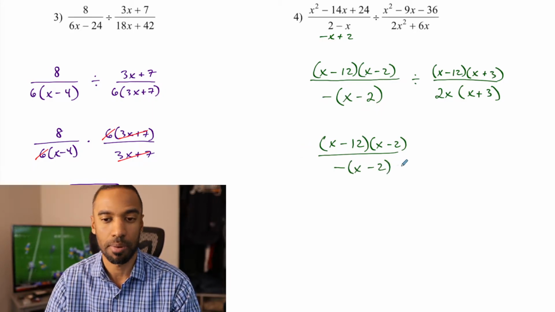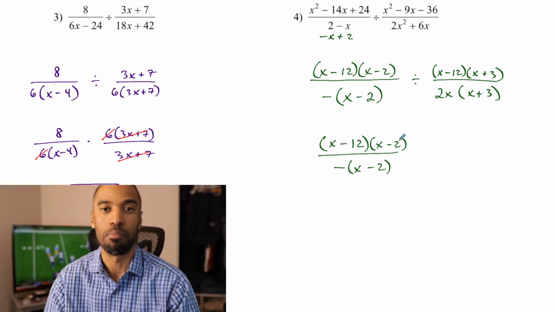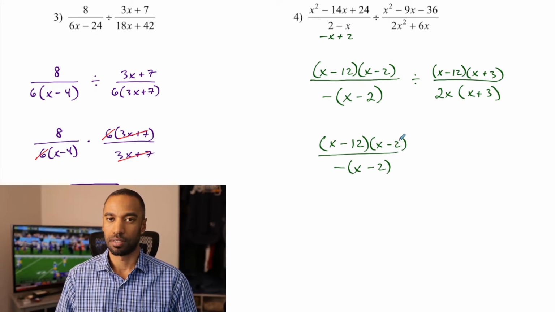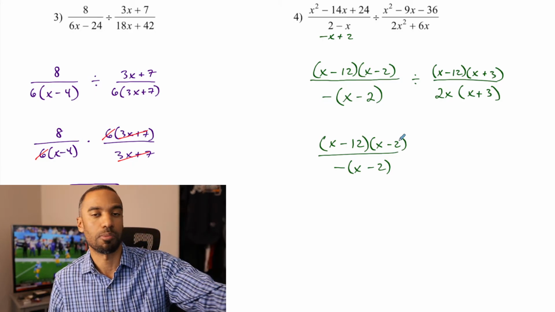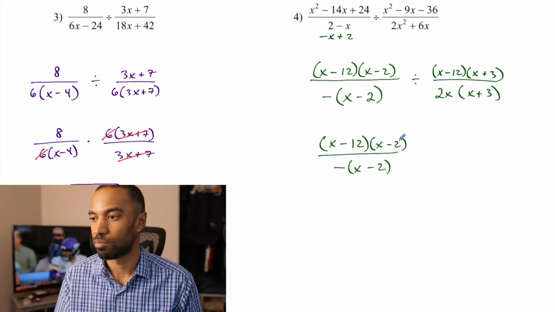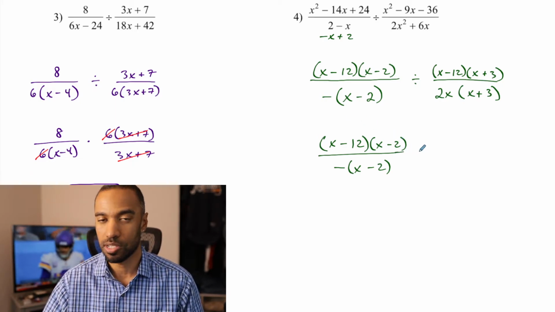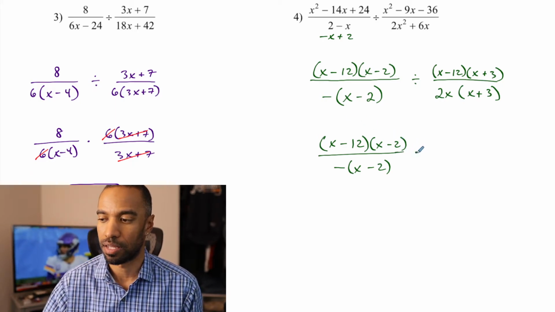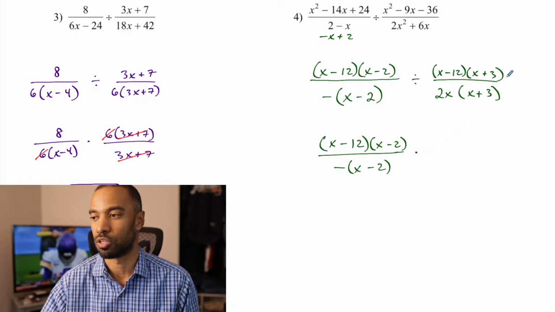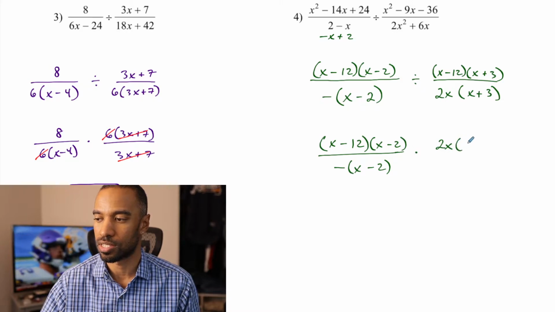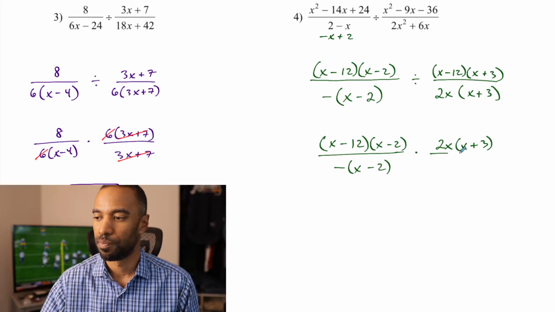I'll happily keep it on bottom for now, but don't be surprised if I ever move a negative up top, because it's not a negative, it's a negative 1. And dividing by negative 1 is the same as multiplying by negative 1. Spending a lot of time on negatives because people get uncomfortable with them. Perception is key, and knowing where you can place something is all too important. I'm going to go ahead and swap the top and bottom here, and I get 2x times x plus 3 over x minus 12 times x plus 3.